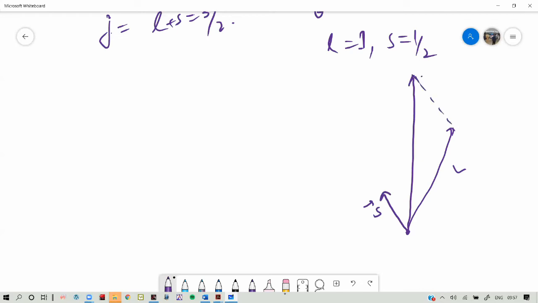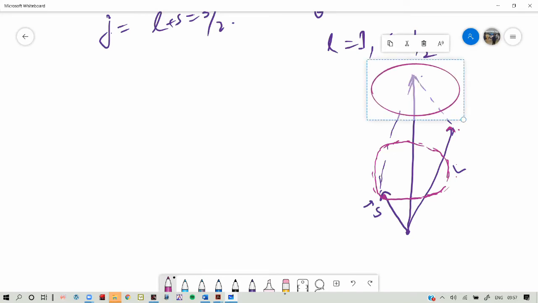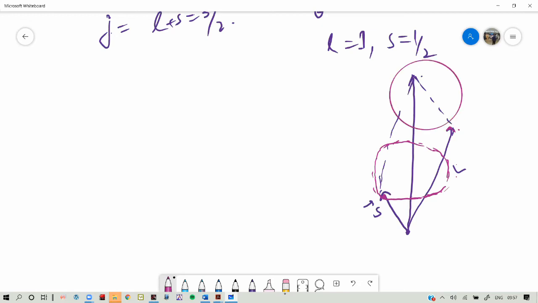How do you find J? You draw this using the parallelogram law of vectors. The electron will move in this path and form this cone, and this is L. When this L precesses around this J, here is the J. It is the resultant, because from the parallelogram law of vectors, this is how you calculate J, the resultant vector in this case. And this is the motion of L, the precession direction of L.